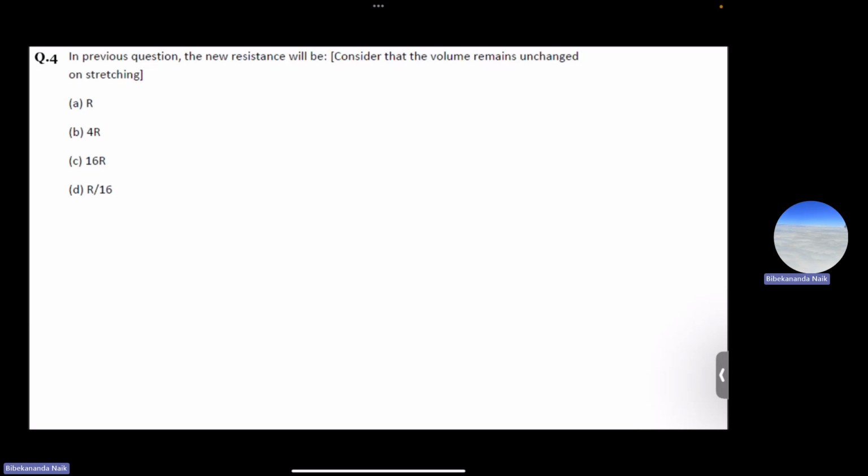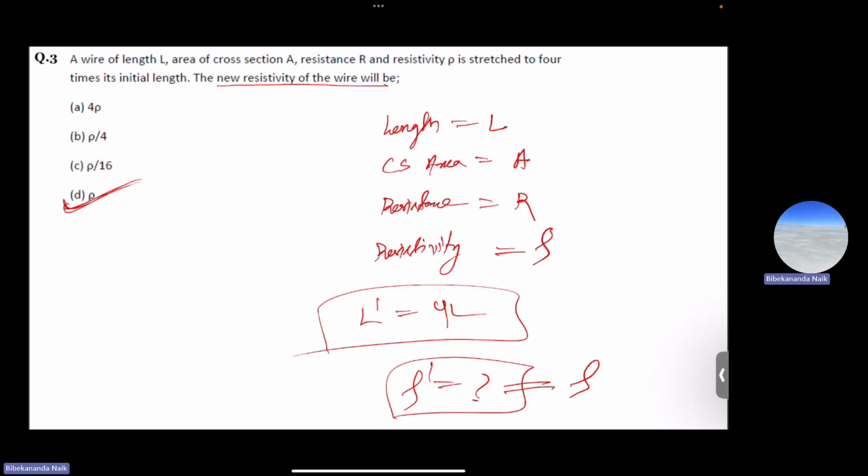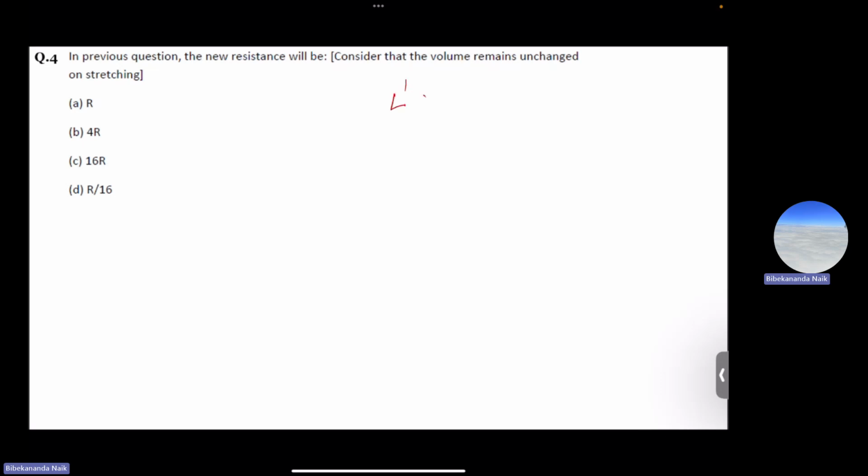So question number 4 says, in the previous question the new resistance will be considered, given that the volume remains unchanged on stretching. So the same question as the previous one, the wire is stretched to 4 times its initial length.